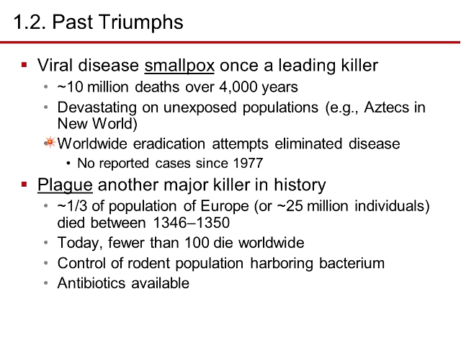Worldwide eradication attempts eliminated the disease, and so there's been no reported cases since 1977. Now we still keep smallpox growing in the CDC, and we still have smallpox vaccinations available. And the reason is because it's feared that somebody could use this again as a bioterrorist weapon, and they could, because people no longer get the vaccinations. Plague was another major killer, and that was, if you will, Yersinia pestis. 1/3 of the population of Europe, or 25 million individuals, died between 1346 and 1350.